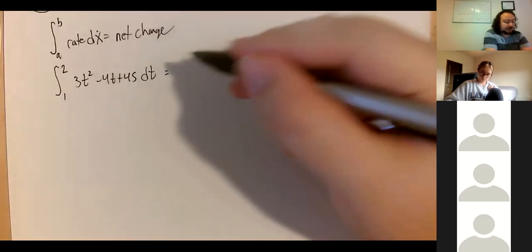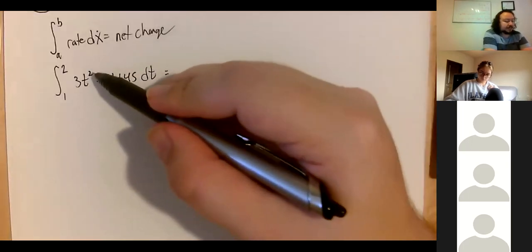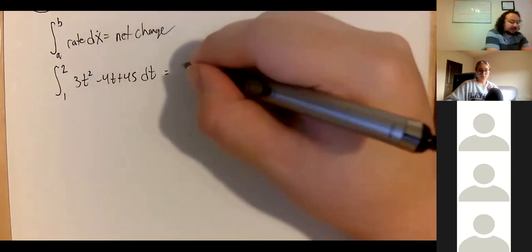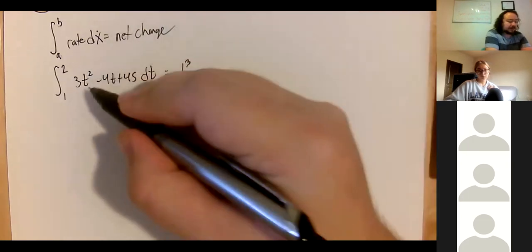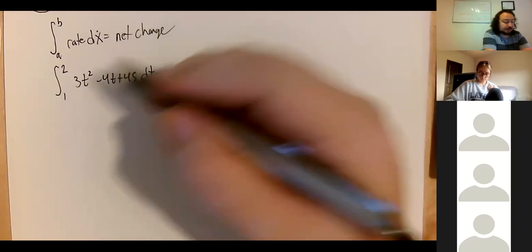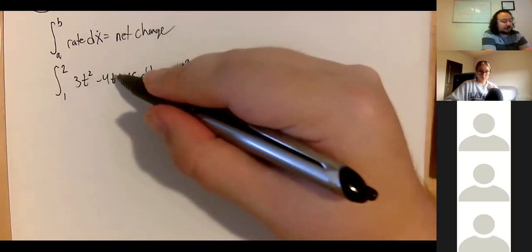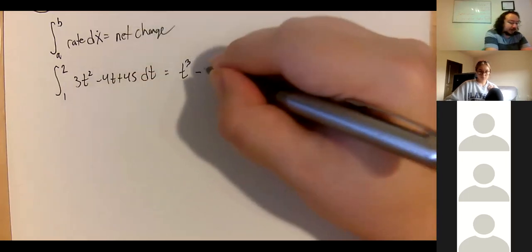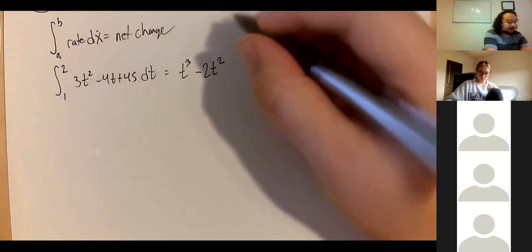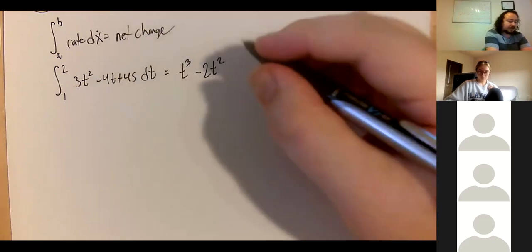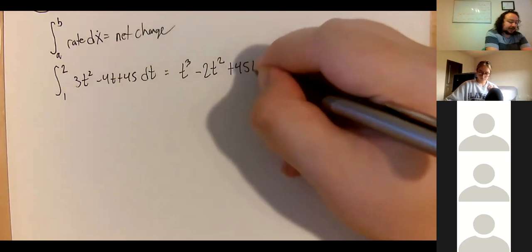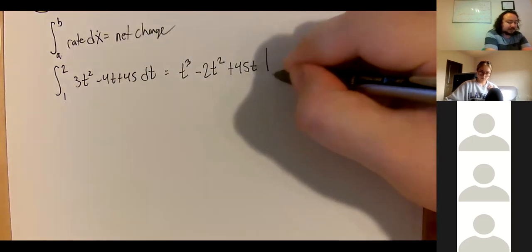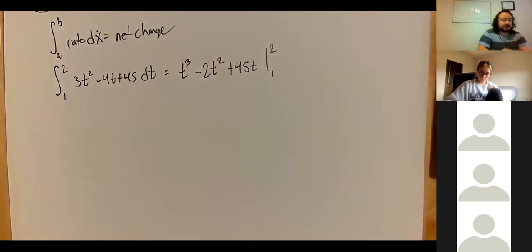All right, and then now we just go ahead and do this. We integrate 3t squared to give us t cubed. We raise the power to 3, and then we divide by 3. We find the antiderivative of this, which will be negative 2t squared. And then we do the antiderivative of 45, which is 45t. We have this going from 1 to 2 here.